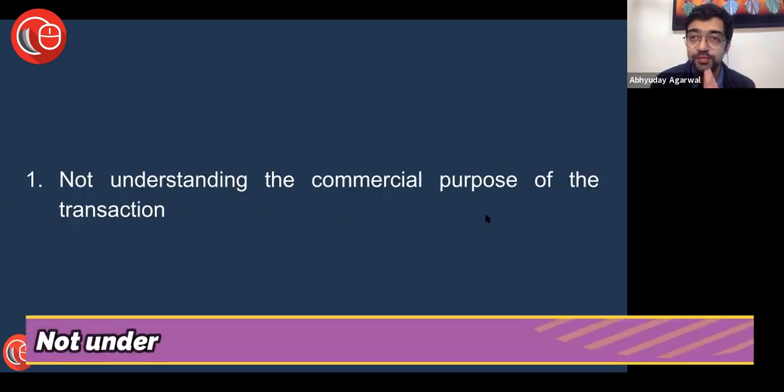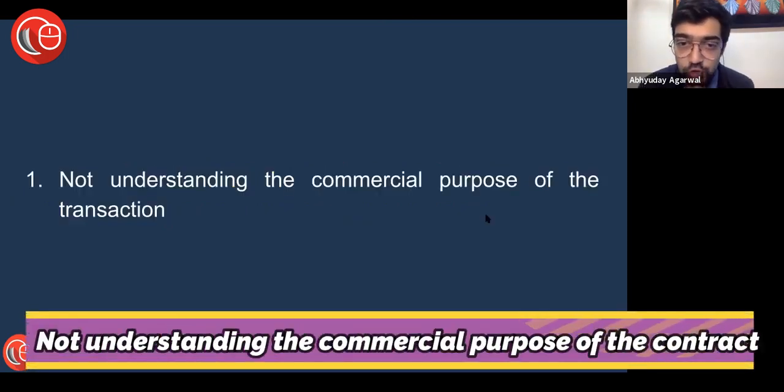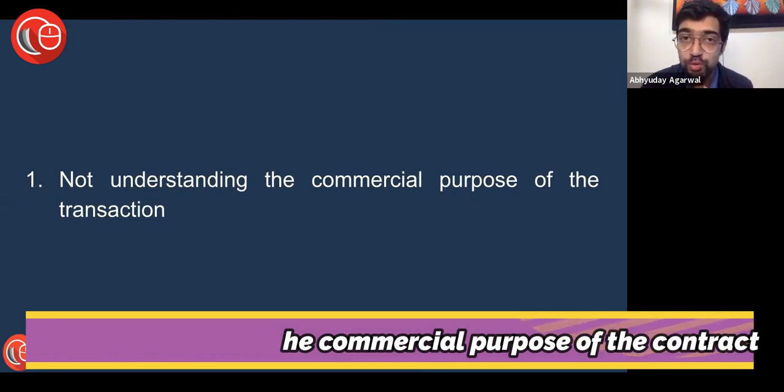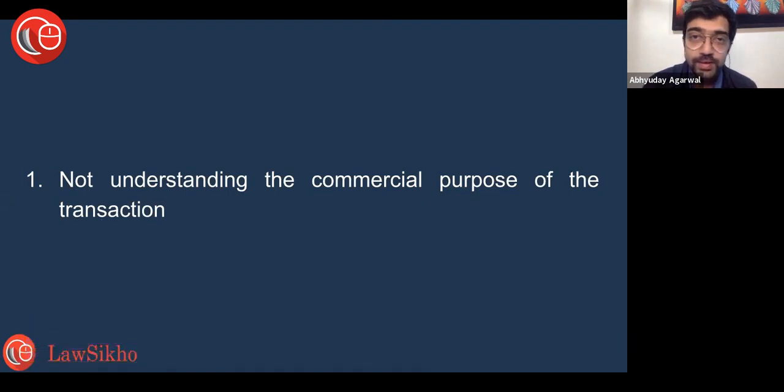So let's understand the first mistake that people make: not understanding the commercial purpose of the transaction. So what do you do when you get a contract? The first thing you will do is you will read it end to end, right? Now, if it is a 100-page contract, by the time you finish reading it end to end, 3-4 hours will pass. Mostly your brain's attention will go away.